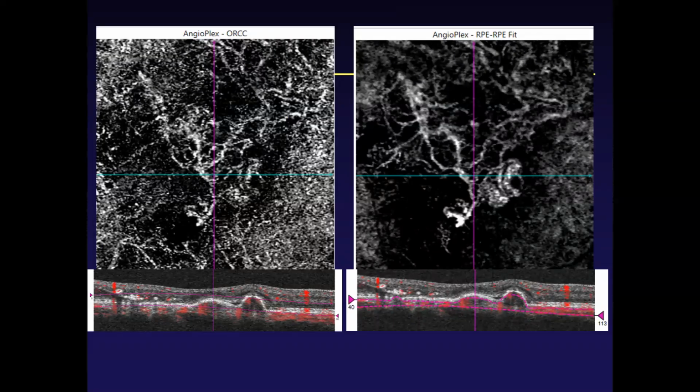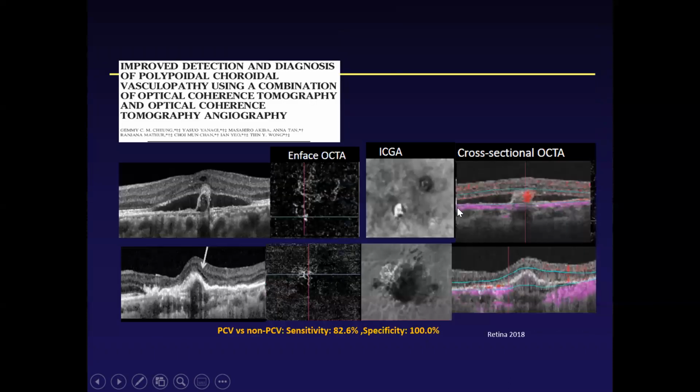So this is where after an initial course of treatment, for example, 3 injections with or without laser, you can appreciate on the structural OCT there is not much fluid, but there is a PED, and I want to know if there is still polypoidal lesion. And here using, first of all, the ORCS lab on the left-hand side, and on the right-hand side, the RPE fit, I can appreciate that at the bottom here, there is likely still a polypoidal complex.